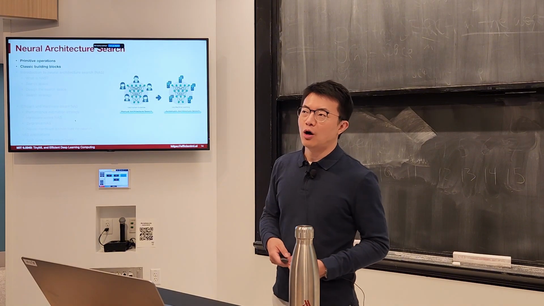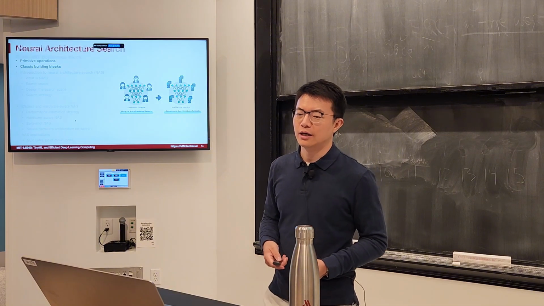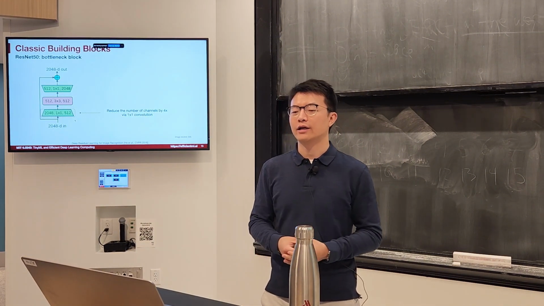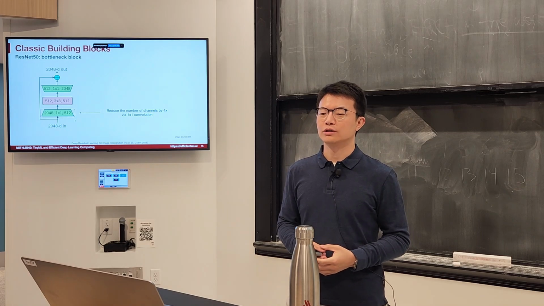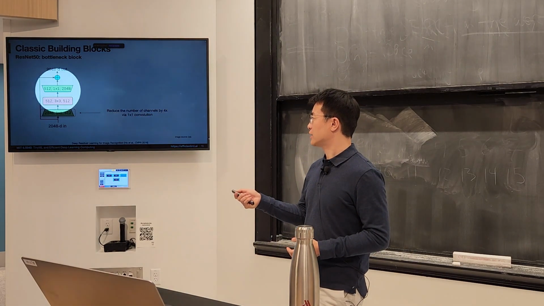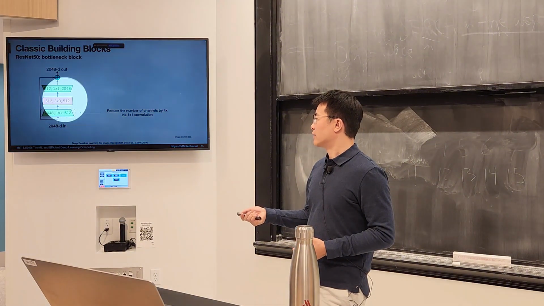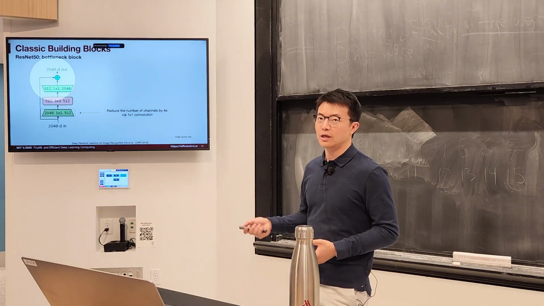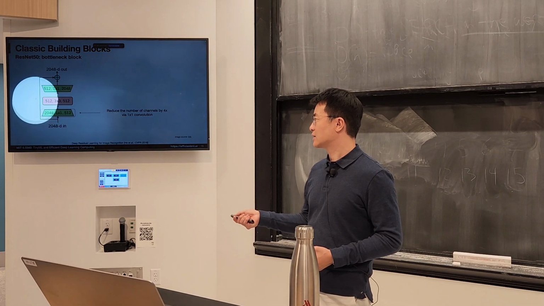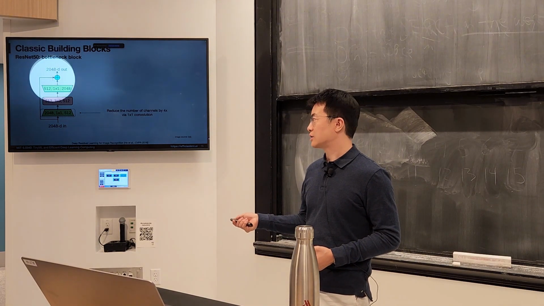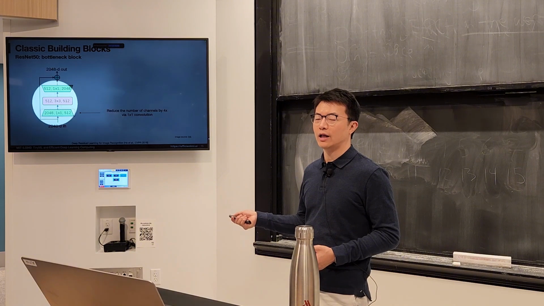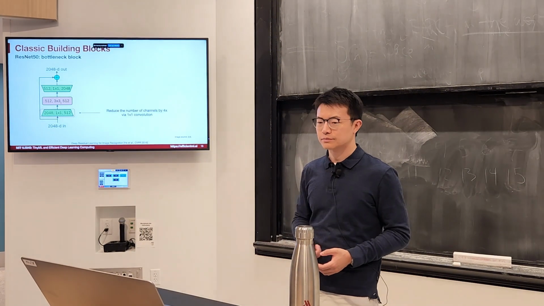Using these primitive operations, we can construct building blocks. There is a famous ResNet 50 bottleneck block, which consists of 3 layers: a 1x1 layer, followed by a 3x3 convolution, followed by another 1x1 layer. There is also a bypass connecting the input to the output, such that these 3 layers are basically learning the delta, learning the residual.